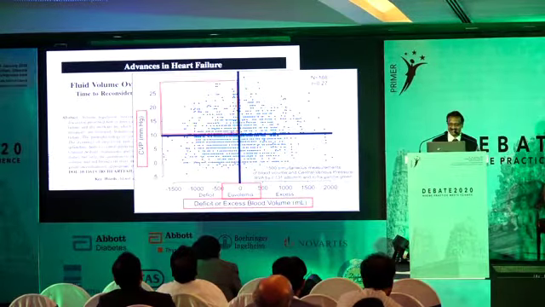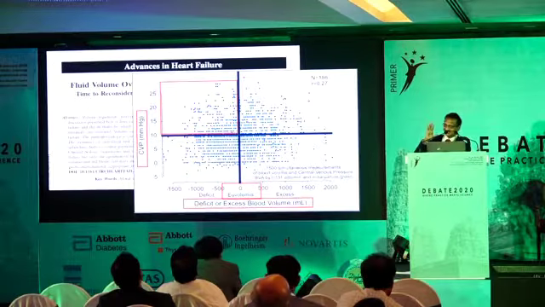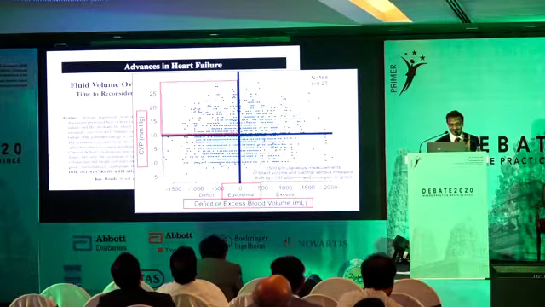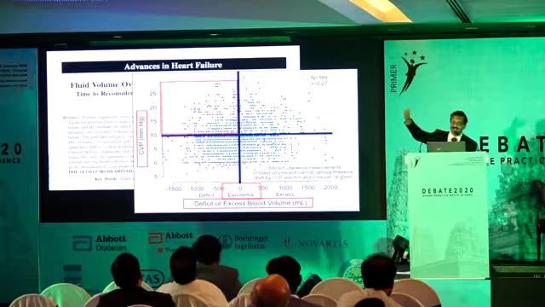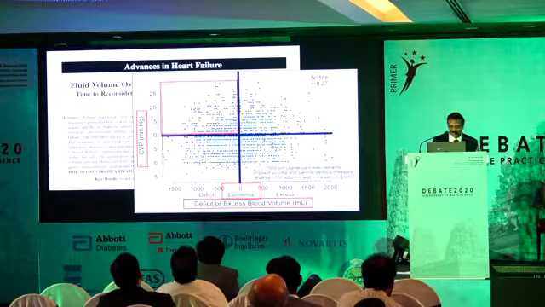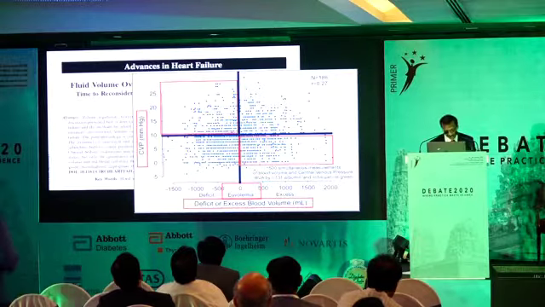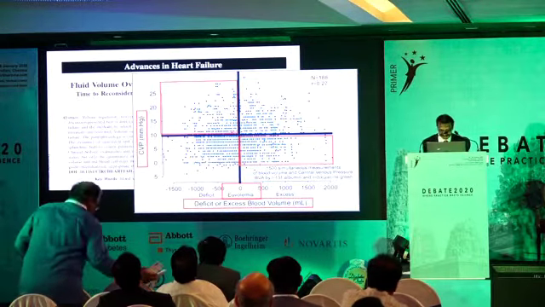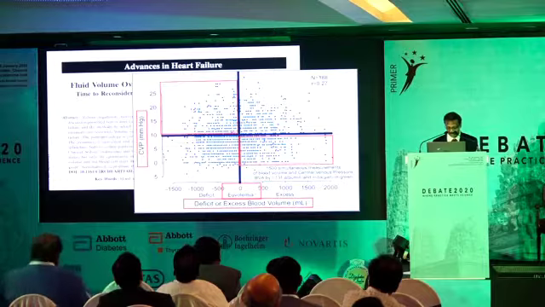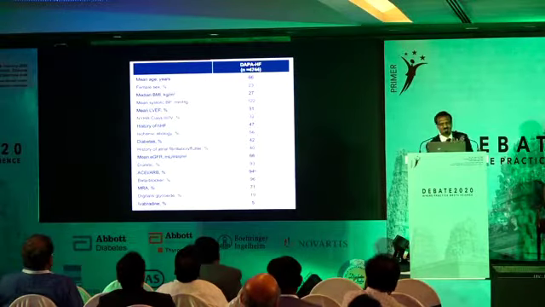They found there are a large number of patients in that red box who are hypovolemic but have congestion. And again, you have a large number of patients who are hypervolemic but not congested. So in human physiology, somehow congestion and volume don't go hand in hand. And that brings us to the DAPA-HF data.